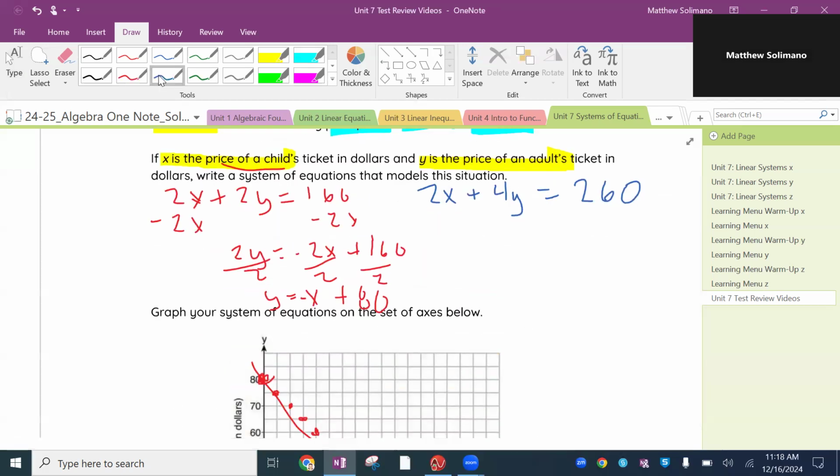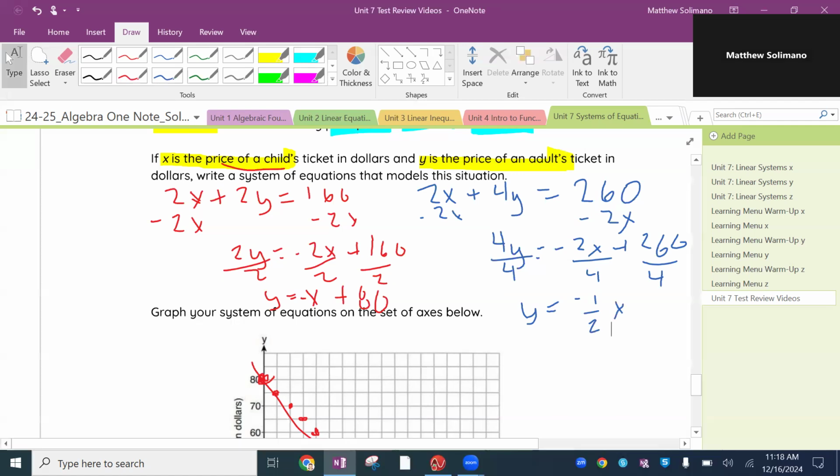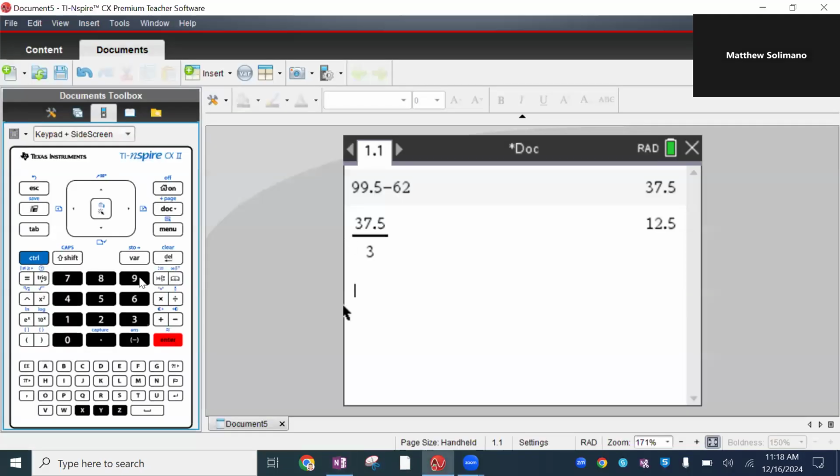So now I got to get this blue one, the Wall family. I want to get the y by itself. I'm going to subtract 2x from both sides. So 4y equals negative 2x plus 260. Then I'm going to divide by 4. All these terms divided by 4. So y equals negative 2 divided by 4, which is negative 1/2 x. 260 divided by 4. Oh man, I need the calculator.